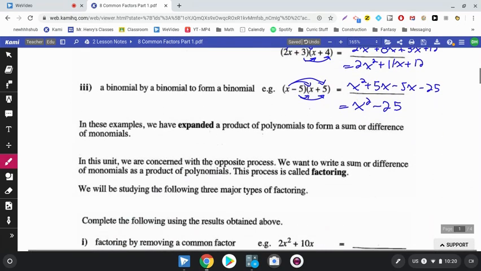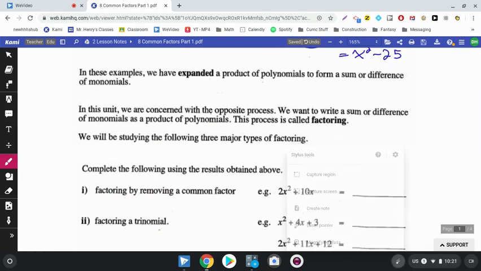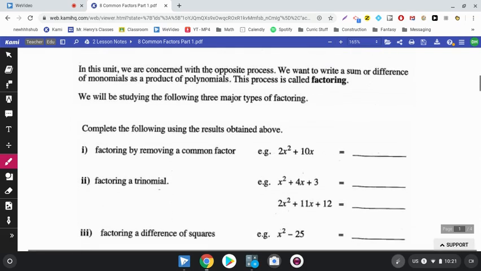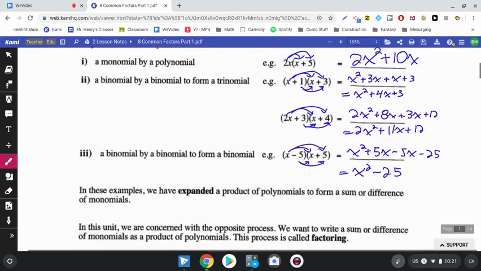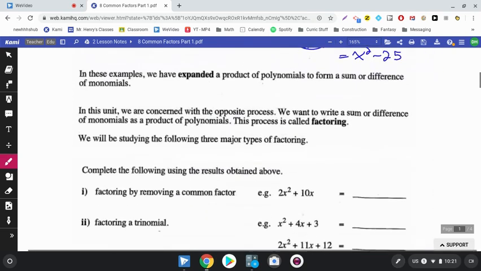So what we're going to look at, and it outlines it here, is the opposite process. The opposite of multiplying is called factoring. It's how do I go from the multiplied out form back to the original product. That's what we're trying to do. Well, we actually just found a couple answers. 2x squared plus 10x, that was my answer at the top. That's the same as 2x times x plus 5.